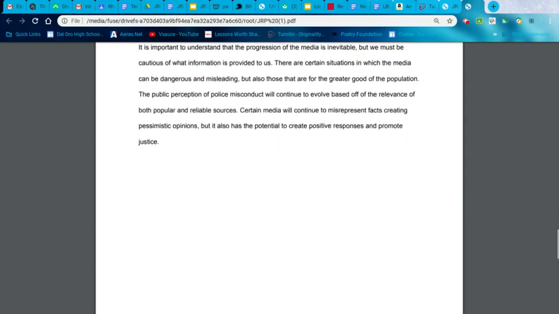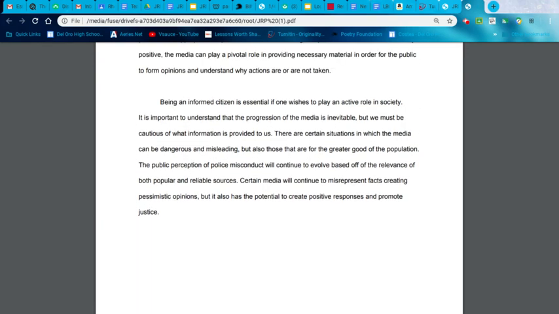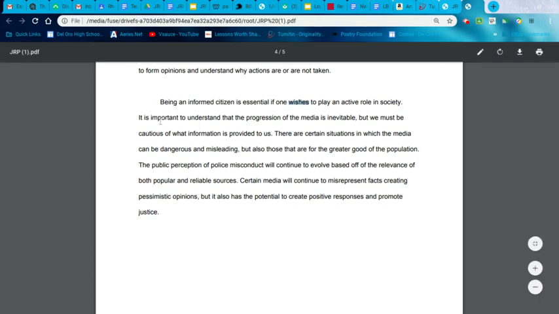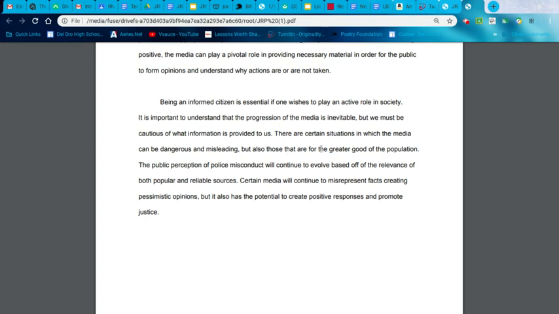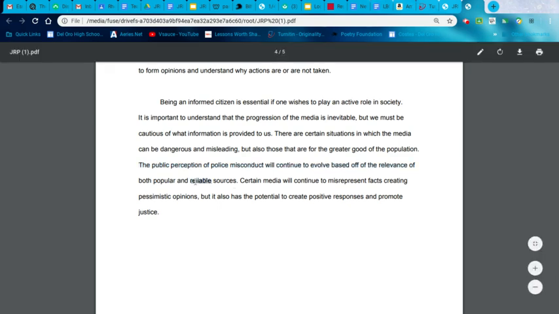So here's a conclusion. Being an informed citizen is essential if one wishes to play an active role in society. I already know that. That's part of what I'm asking you to do. It is important to understand that the progression of the media is inevitable, okay? But we must be cautious of what information is being provided to us. All right, I already know that too. There can be certain situations in which the media can be dangerous and misleading, and also those that serve the greater good of the population. The public perception of police misconduct will continue to evolve based on the relevance of those popular and reliable sources.